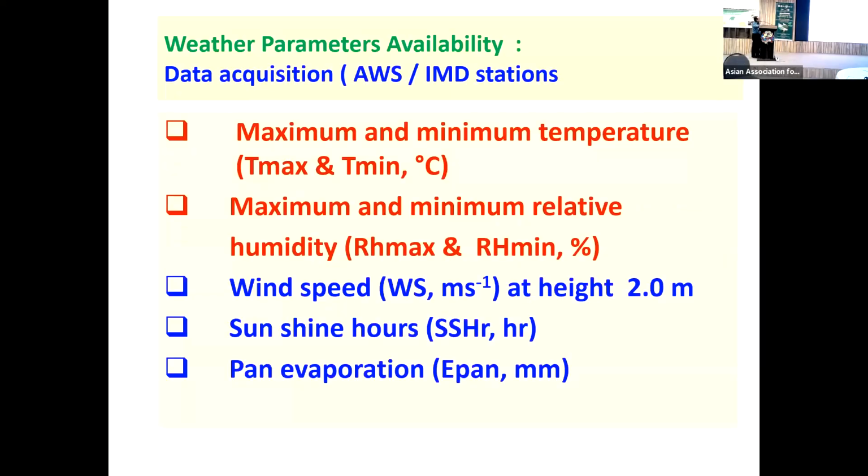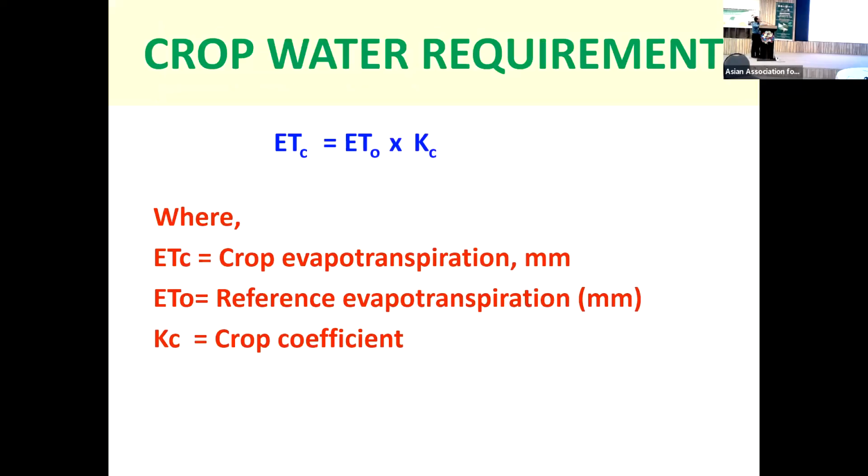These data are normally available, or we can calculate from the various data sources available near us, such as IMD stations, automatic weather stations, whichever is available, or SkyMet data, which is also available nowadays, and can be used for the computation of the reference evapotranspiration. Once we know this reference evapotranspiration and crop coefficient, we can easily get the crop water requirement, and according to the type of irrigation system, considering the application efficiency of the particular system, we can apply the particular quantity of water to that crop.